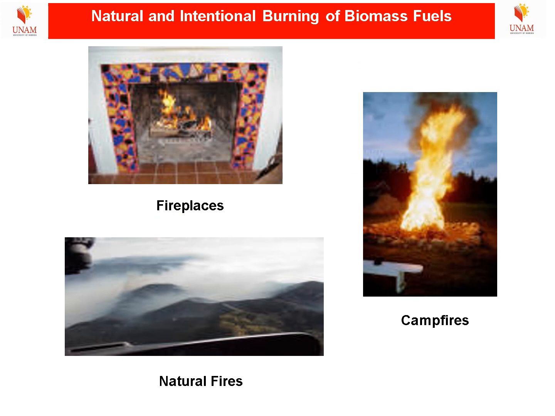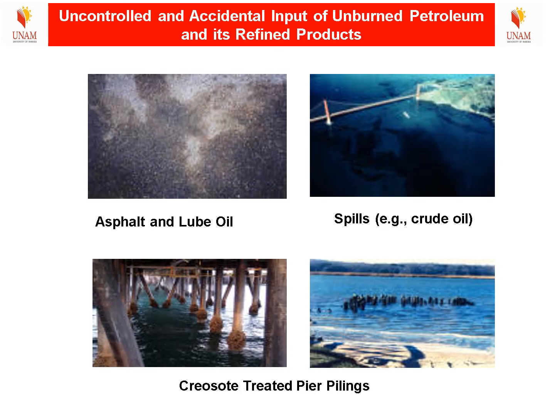Then natural and intentional burning of biomass fuel, fireplaces, like when it is very cold at home you burn the wood, then from that also it comes out, in the campfires also, and natural fires, right? Forest fires catching in the United States or anywhere, they occur when the temperature is very high, and from the volcanic eruptions. Then uncontrolled and accidental input of unburned petroleum and its products, asphalt or lube oil, from that also it is coming.